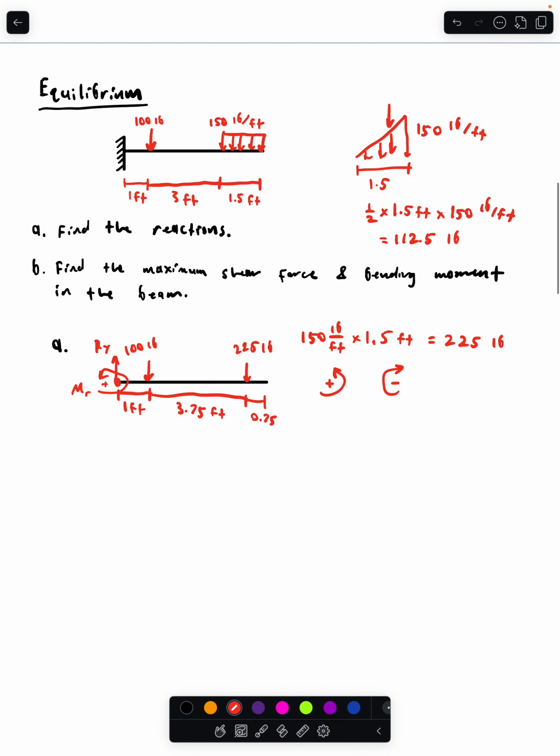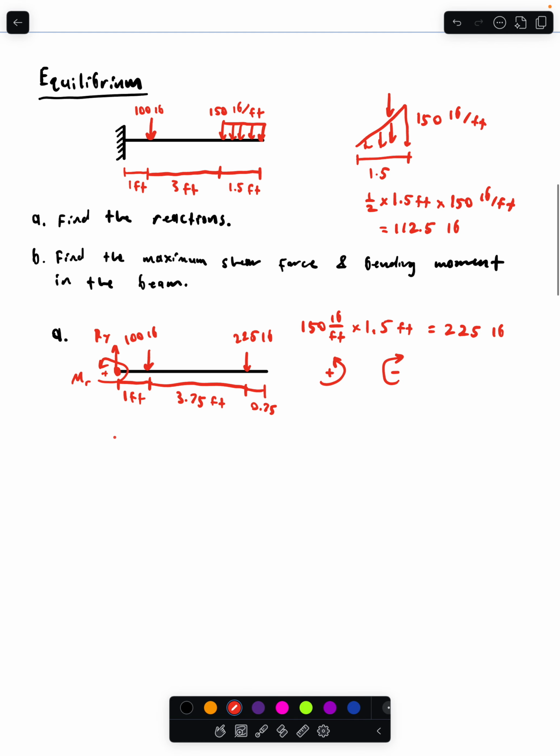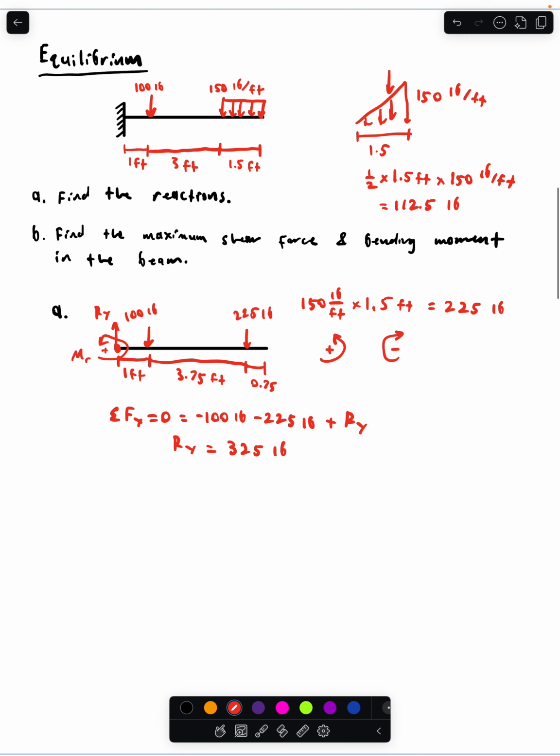So we can basically just apply those equations from earlier. The sum of the forces in the y direction has to equal 0. So what do we have? We have negative 100 pounds, we have negative 225 pounds, then we have positive Ry. So Ry is going to be 325 pounds.